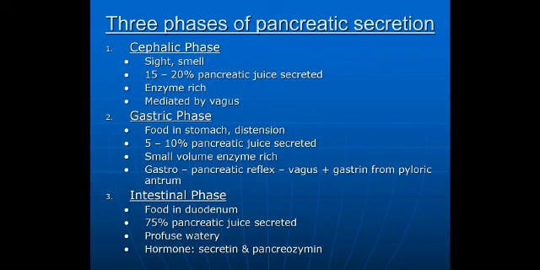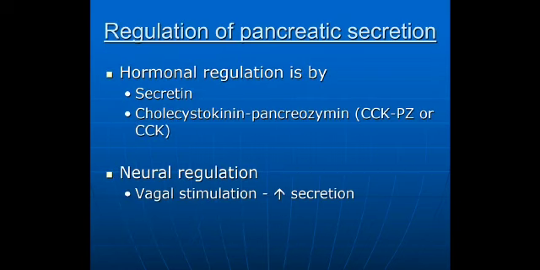So for the intestinal phase, we need food in the duodenum, and this constitutes 75% of the pancreatic juice, and the secretion is watery, mediated by the hormones secretin and pancreozymin. So, what are the different phases? Cephalic, gastric, and intestinal phase. So, how is it regulated? It is regulated by secretin, which I told you causes bicarbonate-rich juice, and cholecystokinin, which is enzyme rich.